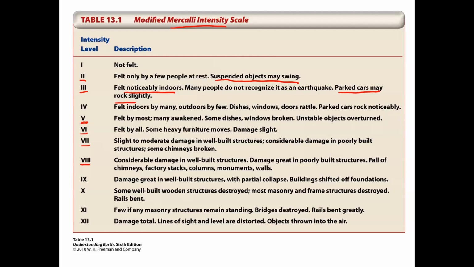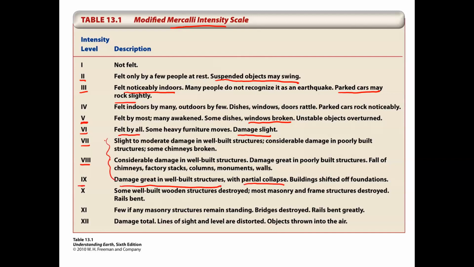At about a 5, you start to have some windows breaking. So you start to experience some actual property damage at a Mercalli intensity 5. At Mercalli intensity 6, everybody's feeling that. You're going to have some slight damage to structures as well. And then going up, 7, 8, 9. A 9 is damage is great even in well-built structures, and you have partial collapses already.